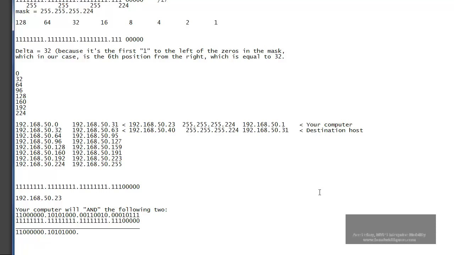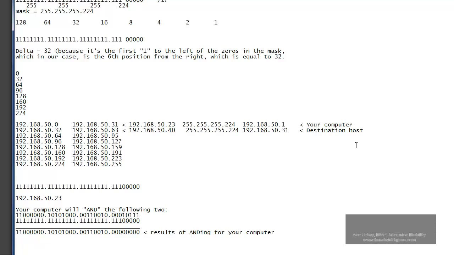Here: 0, 0, 1, 1, 0, 0, 1, 0, dot, 0, 0, 0, 0, 0, 0, 0, 0. Oh, okay. I didn't realize it's going to be all zeros, but there you go. That's the result. Results of ANDing for your computer.